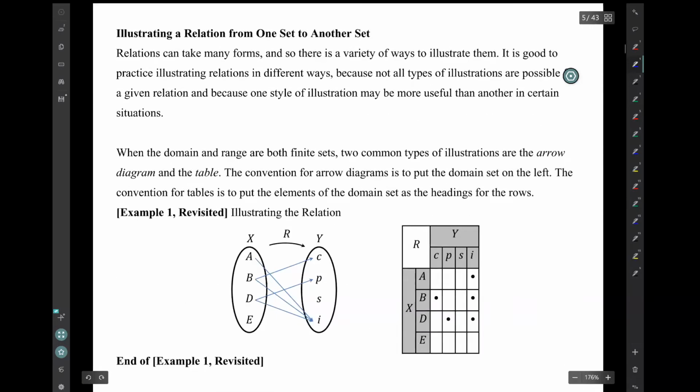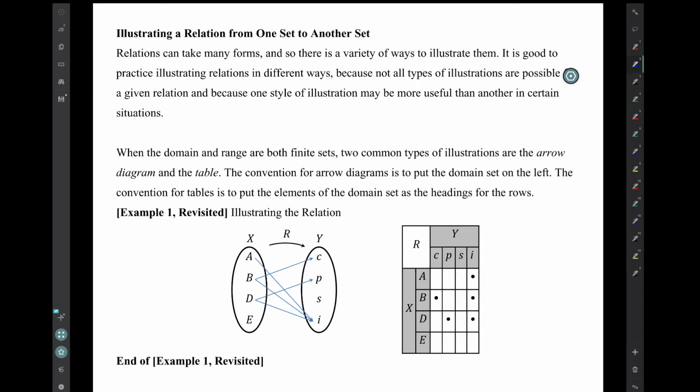Let's go on. Now I want to talk about illustrating a relation from one set to another. Relations can take many forms, and so there is a variety of ways to illustrate them. It's always good to practice illustrating relations in different ways because in a given situation, one style of illustration may be more useful than another, so it's good to have practice knowing how to make lots of different kinds.